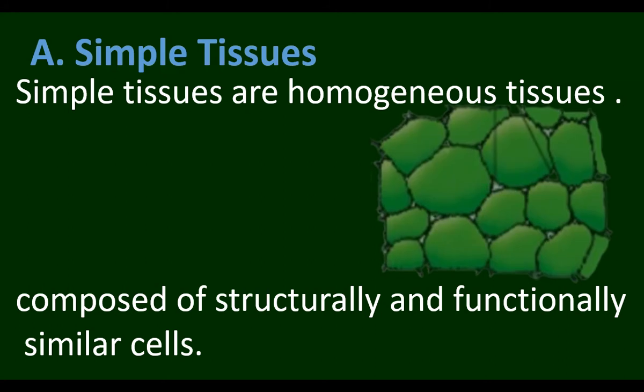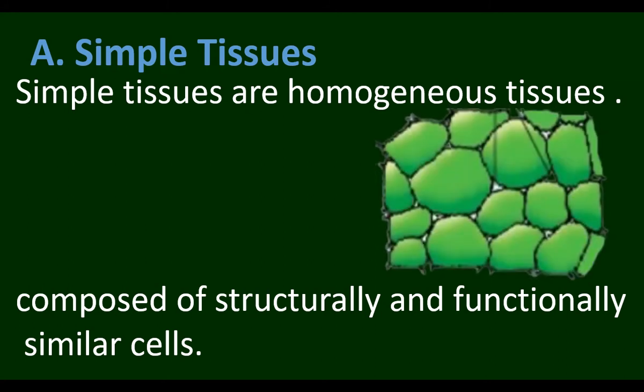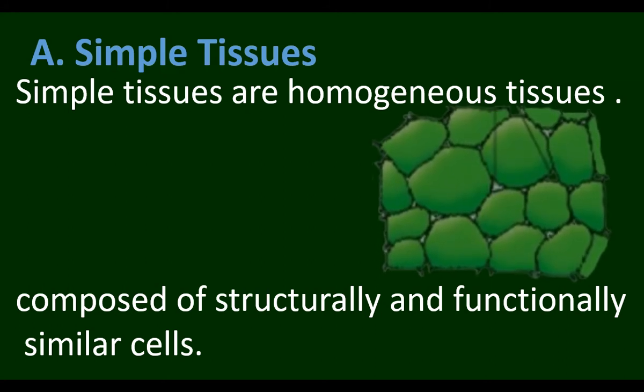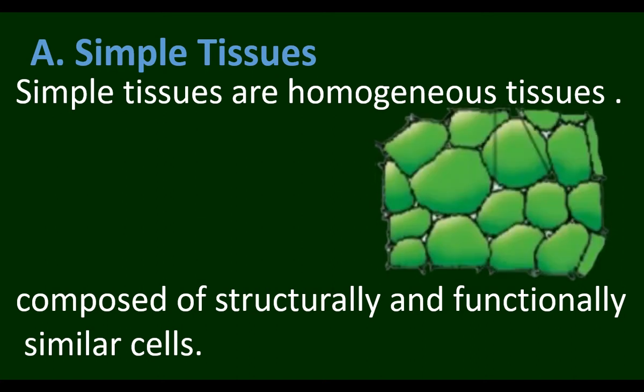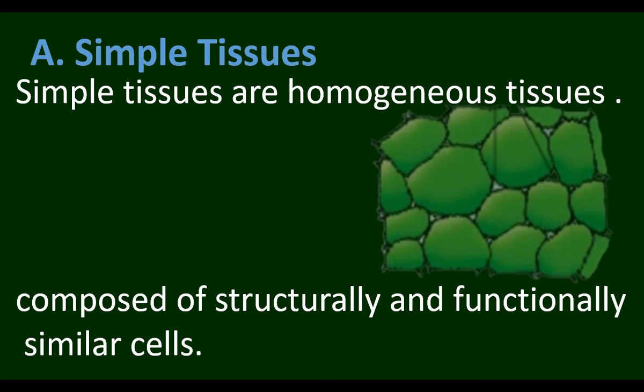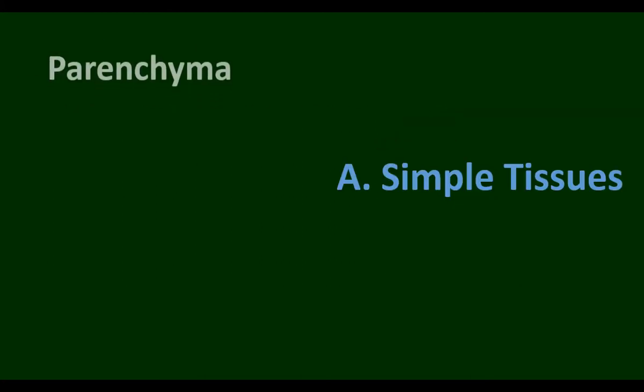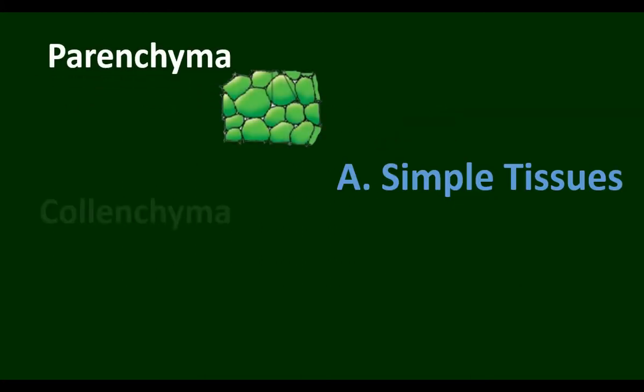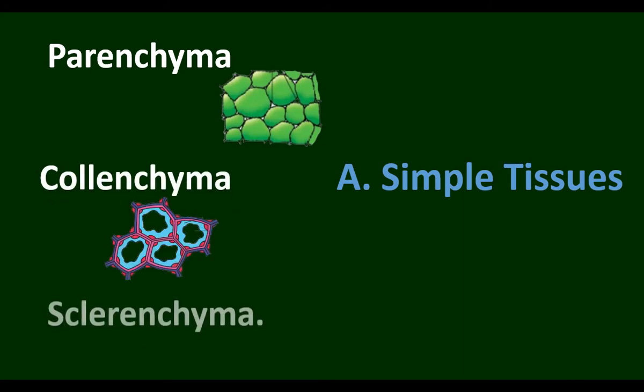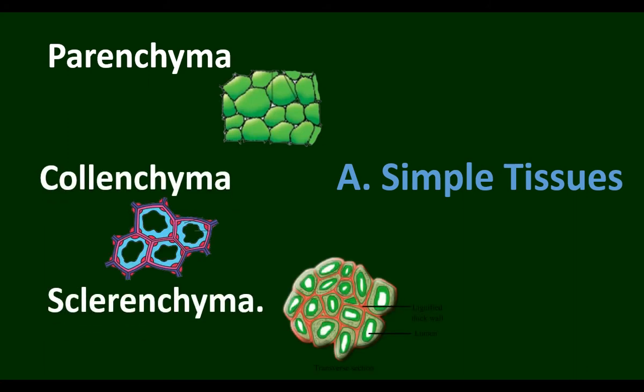All the cells are polygonal. All the cells are arranged with intercellular space. There is space between the nearby cells. All the cells do the same function. Parenchyma, Collenchyma, and Sclerenchyma are the examples of simple permanent tissues. The three types of simple permanent tissues are Parenchyma, Collenchyma, and Sclerenchyma.